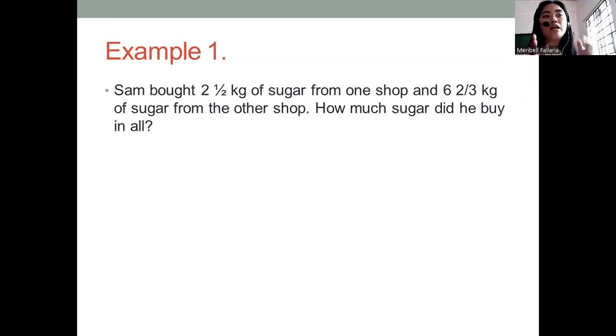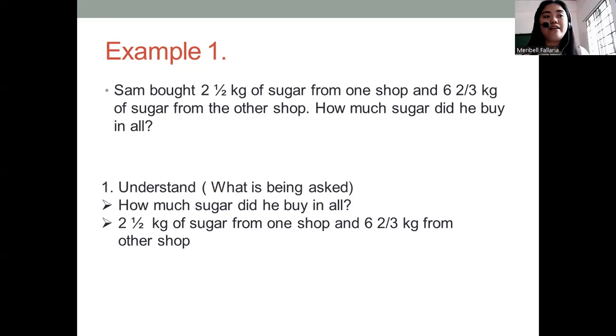Sam got 2 1/2 kilograms of sugar from one shop and 6 2/3 kilograms of sugar from the other shop. How much sugar did he buy in all? In all, meaning we're going to add. Well, first, let's have the understand. What is being asked? Which one has the question mark? How much sugar did he buy in all? How much sugar did he buy?